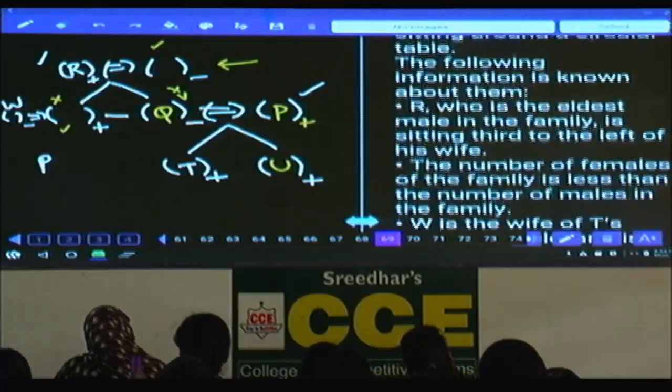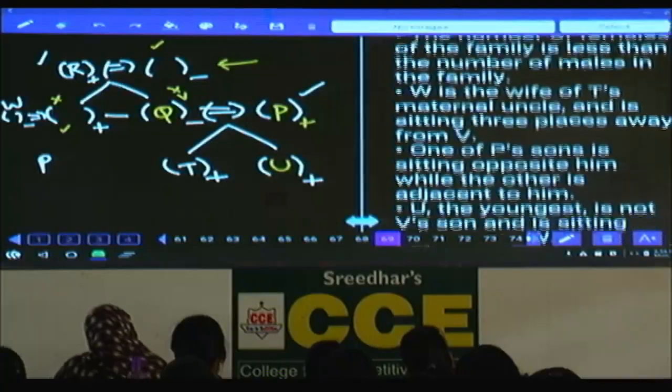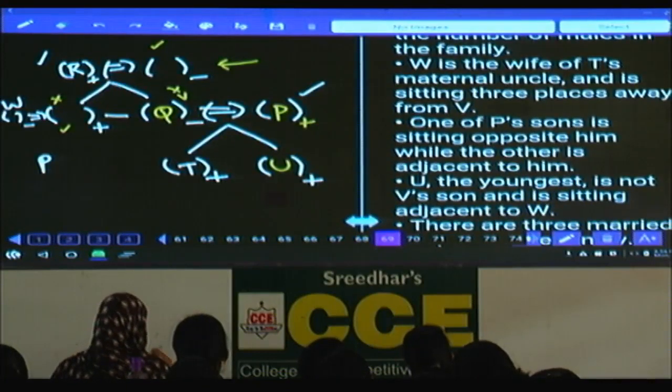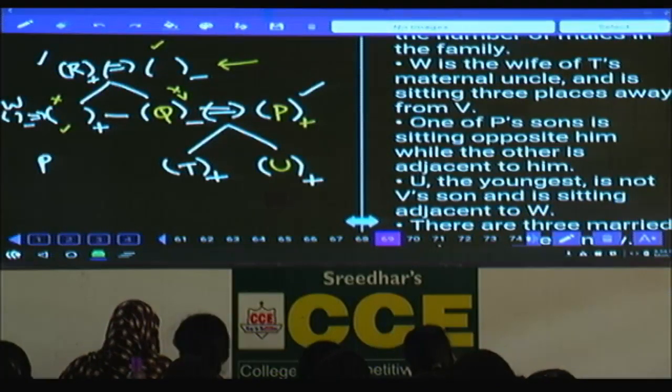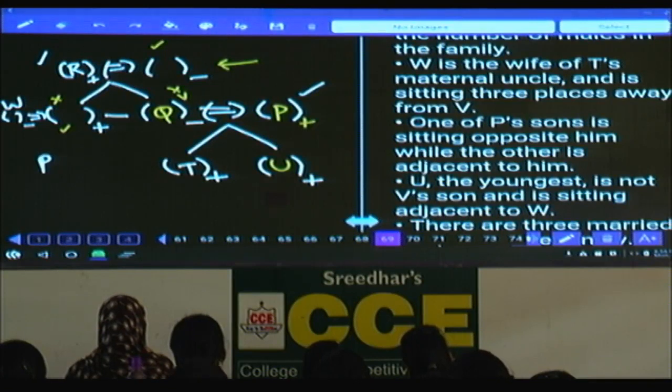Now, the eldest male in the family is sitting third to the left of his wife. W is the wife of T's maternal uncle and is seated 3 places from V. W is sitting 3 places from V, isn't it? And U, the youngest, is not V's son and is sitting opposite to W. U and W are opposite to each other.